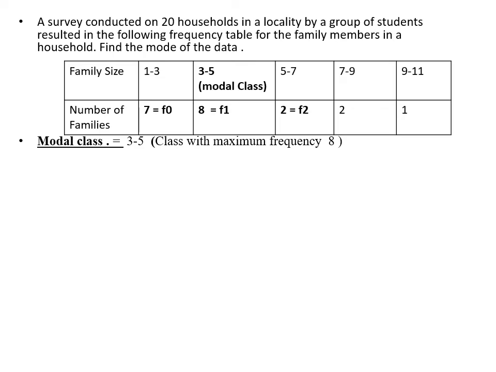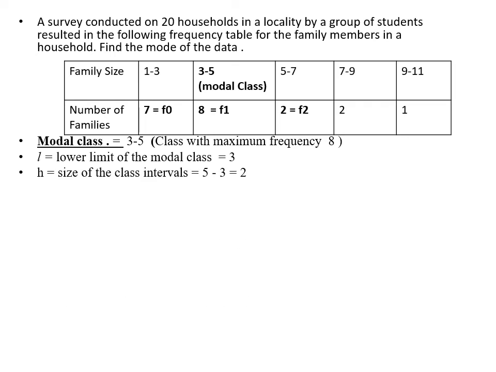Now my dear students, if you find the class with the maximum frequency, that is 8, it is 3 to 5. So our modal class is 3 to 5. Now we take L as the lower limit of the modal class, and the lower limit of the modal class is 3. Class size means upper limit minus lower limit, so 5 minus 3 equals 2.